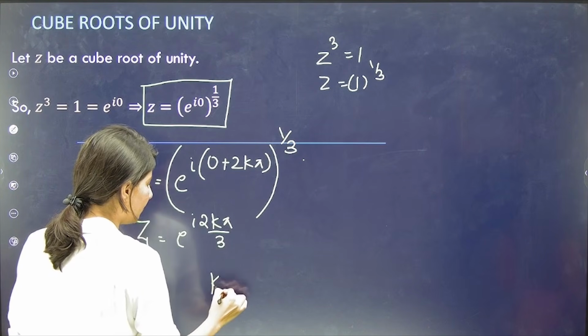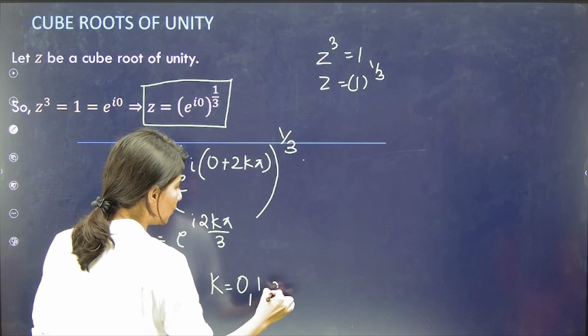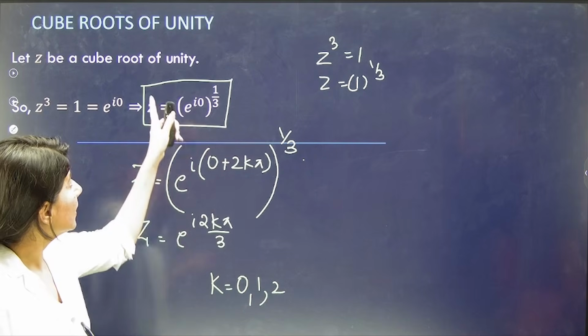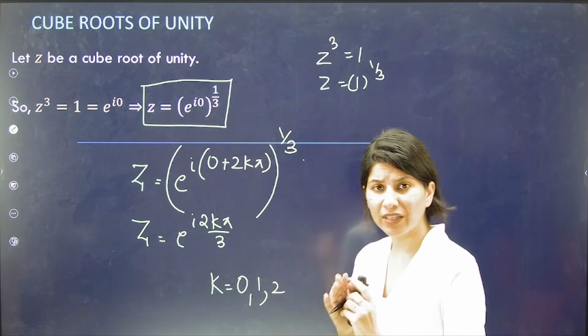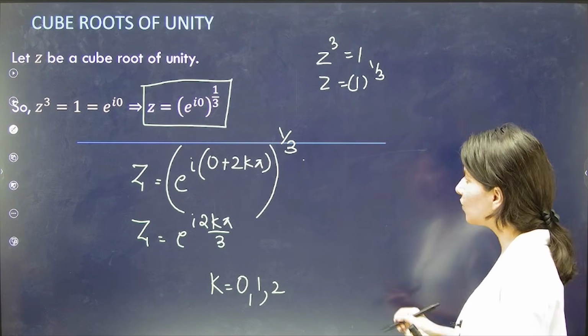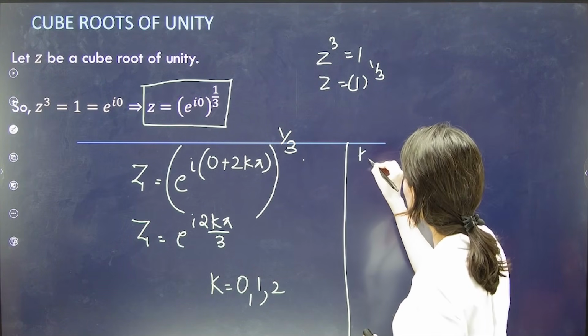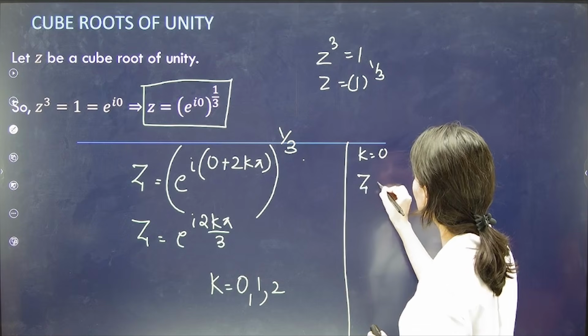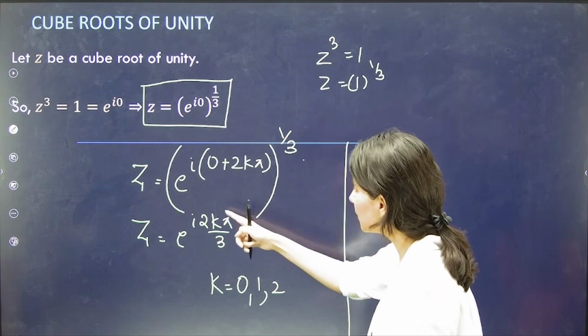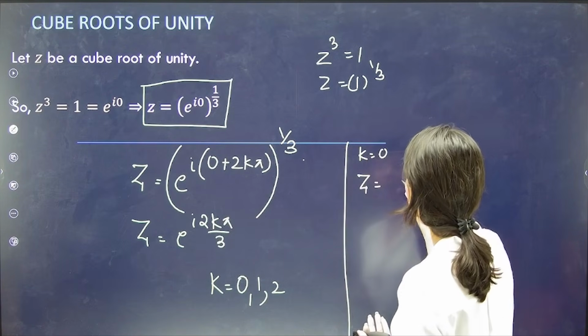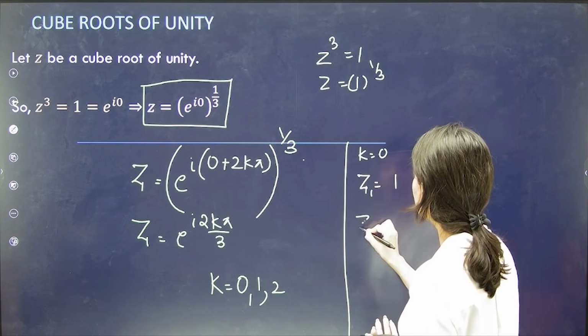And now k will vary over 0, 1, 2, because you need only three solutions of this equation. Only 0, 1, 2; k equal to 3 will not work for you. Put k equal to 0 and you will get your z1, the first root of this equation. The moment you put k equal to 0, e raised to the power 0 is 1, so z1 is 1.